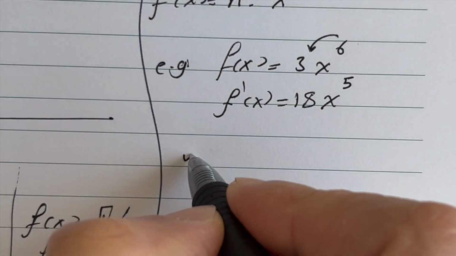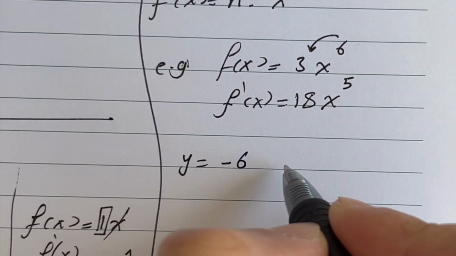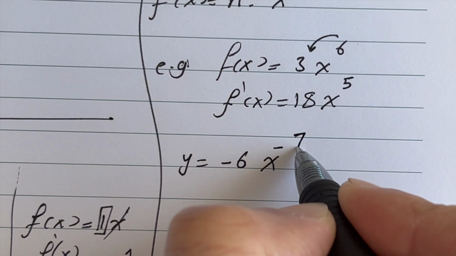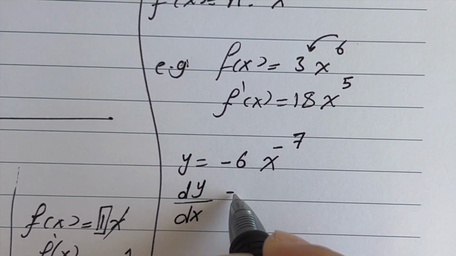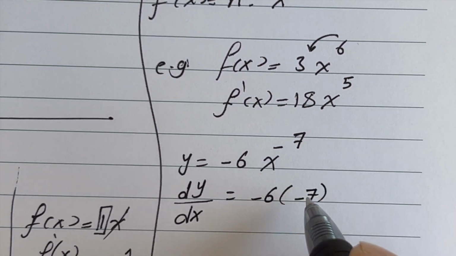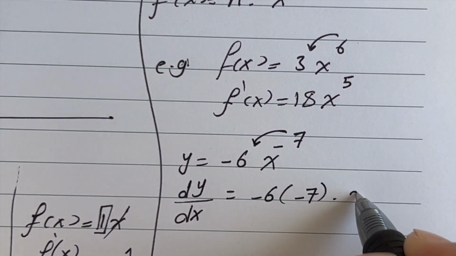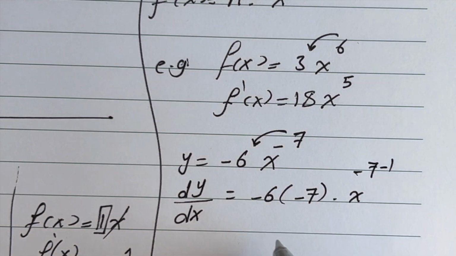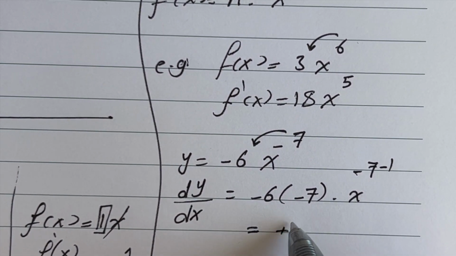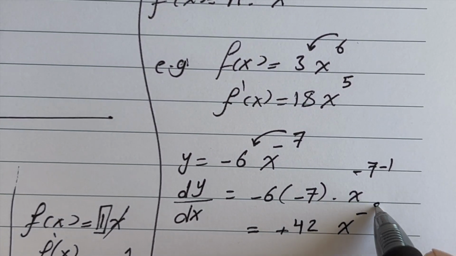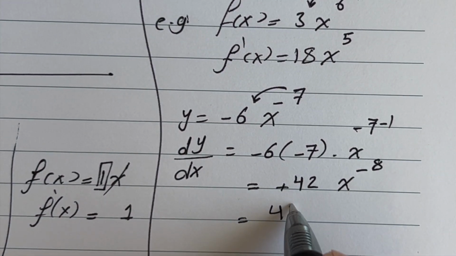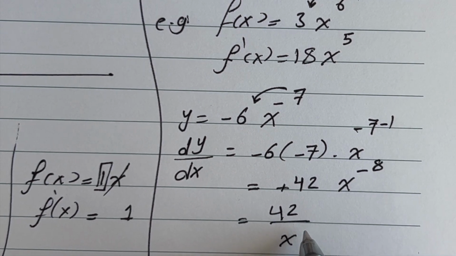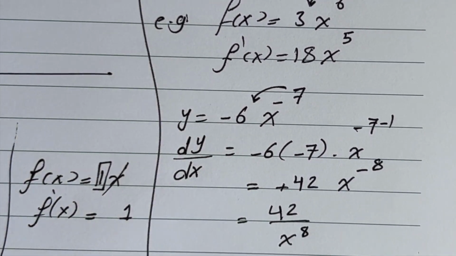Another example, y equals -6x to the power -7. So the derivative dy over dx would be -6 times -7. You drop this number down and subtract 1 from the -7. So it's going to be positive 42x to the power -8. In math, try not to leave the power negative by dropping x down to the denominator and making the power positive, x to the power 8.